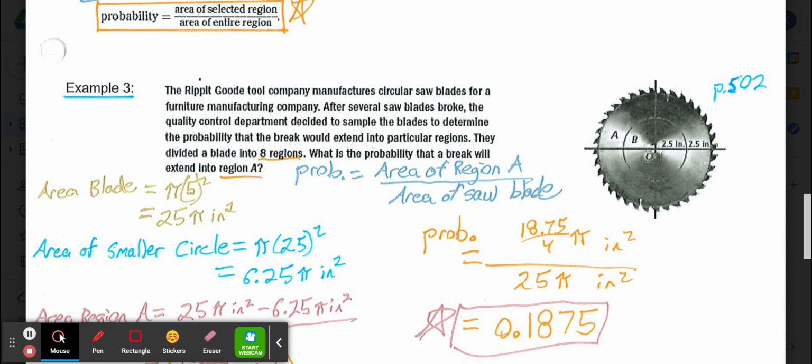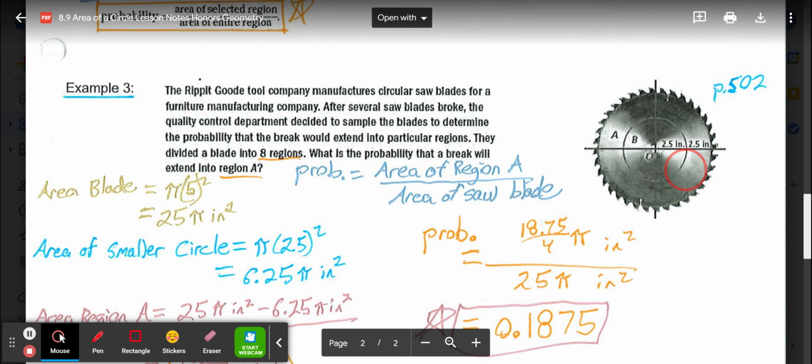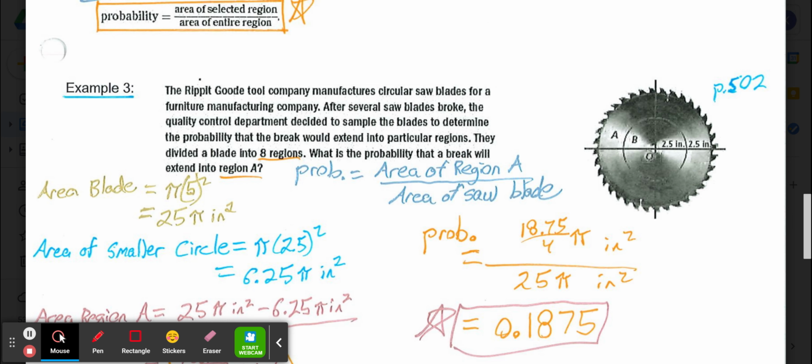So for example 3, the image is a darker image, kind of hard to see, so feel free to look on page 502 to follow along. Easier to see image there. But we know the Ripit Good tool company manufactures circular saw blades for a furniture manufacturing company. Several saw blades broke, and the quality control department decided to sample the blades to determine the probability that the break would extend into particular regions.